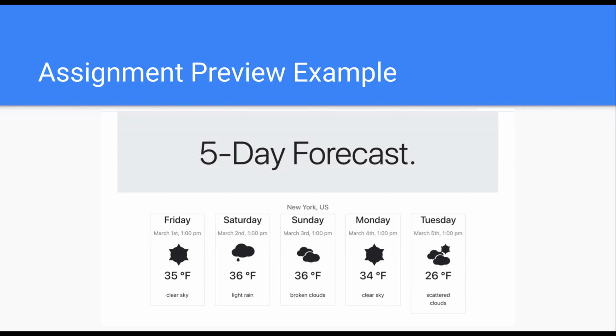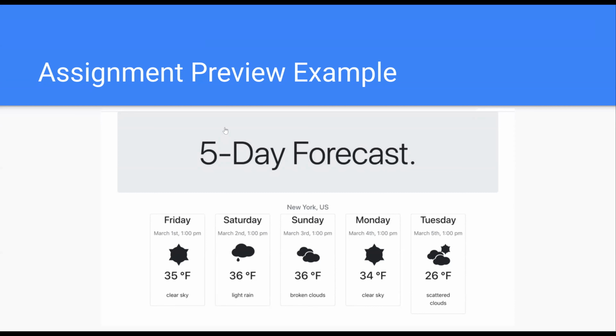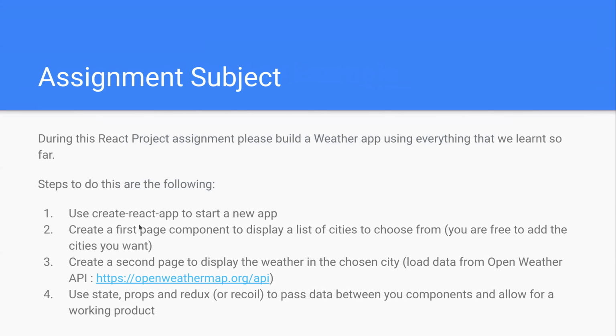I'll re-explain the assignment for those who asked. So basically what I want you to do is build a weather forecasting app. It's a small React app where you can choose your city and it tells you the weather in that city. So I want you to use create React app to start a new app. Create a first page component to display a list of cities to choose from. You are free to add the cities you want. You don't have to have all the cities in the world. You can have two or three cities. Gaza, Tunis, whatever.